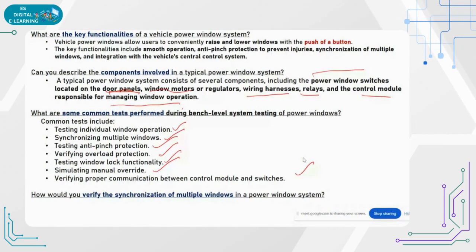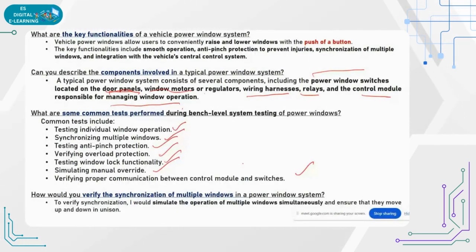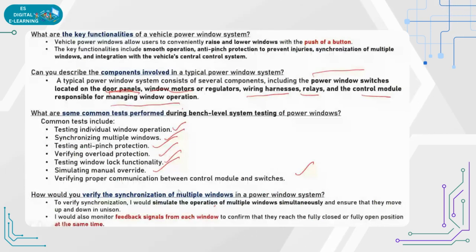How would you verify the synchronization of multiple windows in a power window? To verify the synchronization, in CANoe we have a switch. Whenever we press the switch, all the windows will give the same values. From that, we can verify that those windows are operating at the same time. So that is what we are simulating in CANoe. With the help of the feedback signal from each window, we can conclude that it is a fully closed loop operation at the same time.